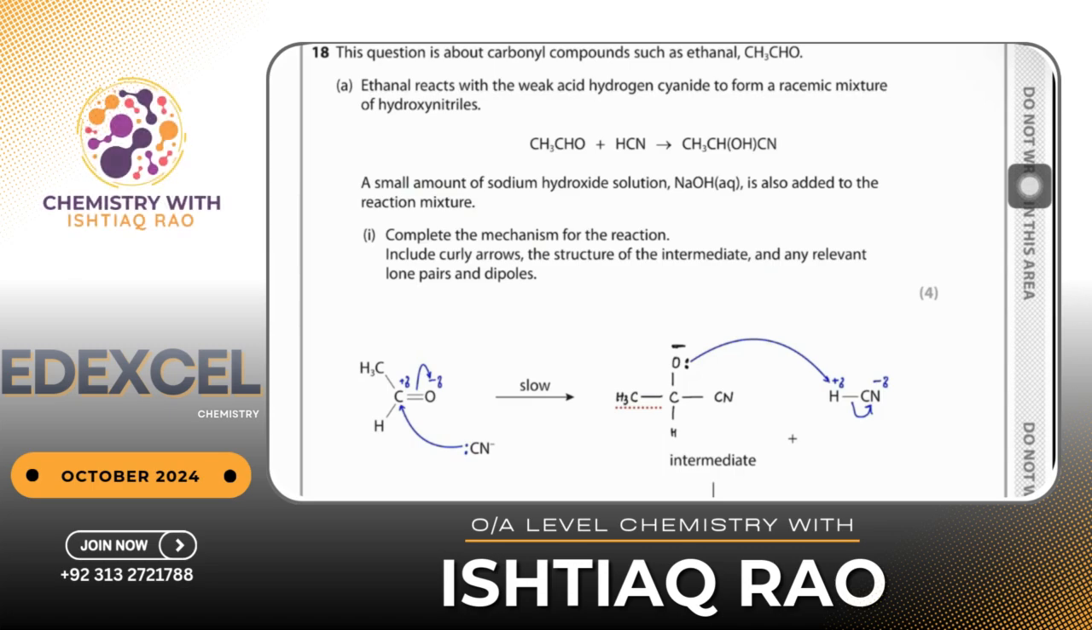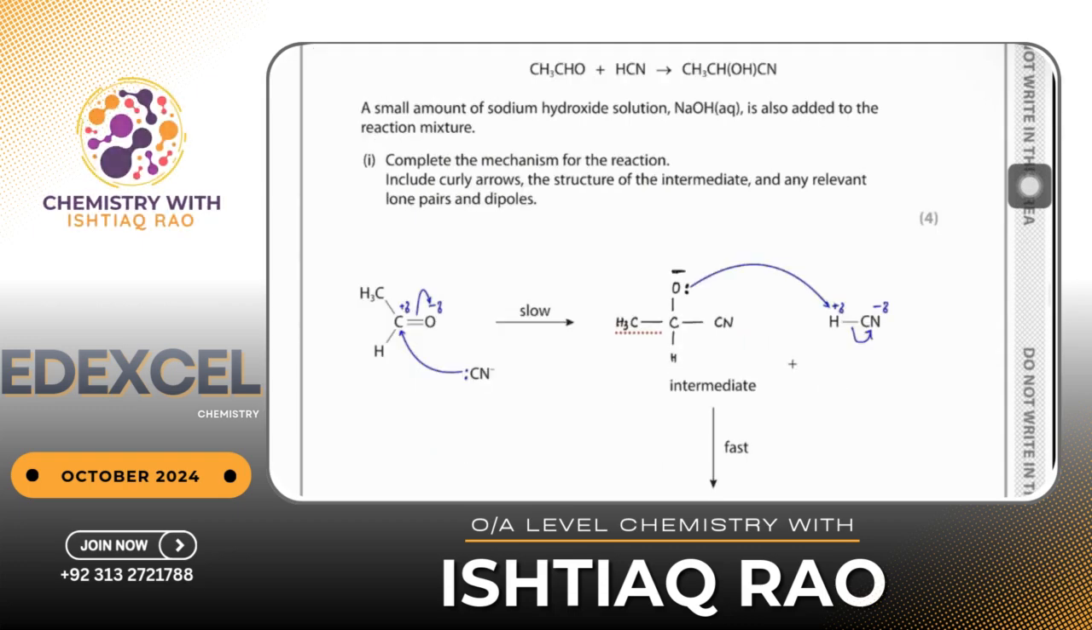Yes. Can you repeat the question? Your voice is breaking. They are saying why solution of sodium hydroxide is added to the reaction mixture. Why? What do you think? To increase the concentration of the cyanide ions. Exactly, because cyanide is acting as a nucleophile.